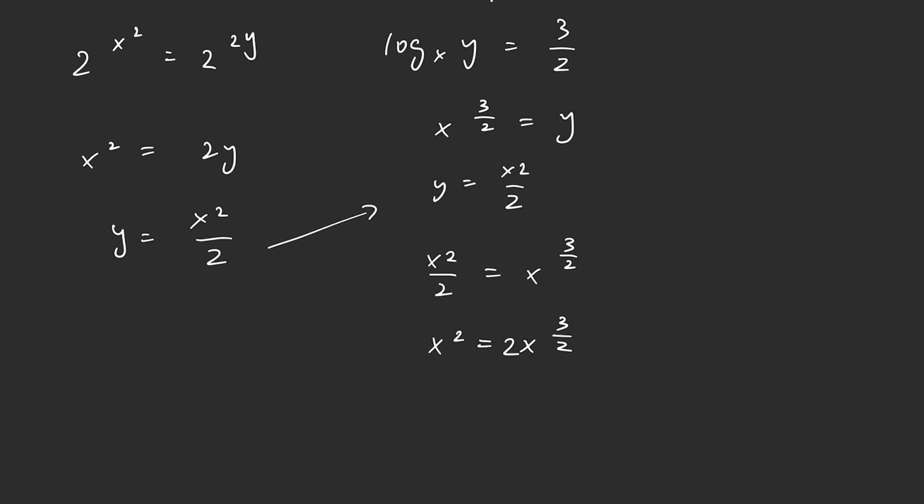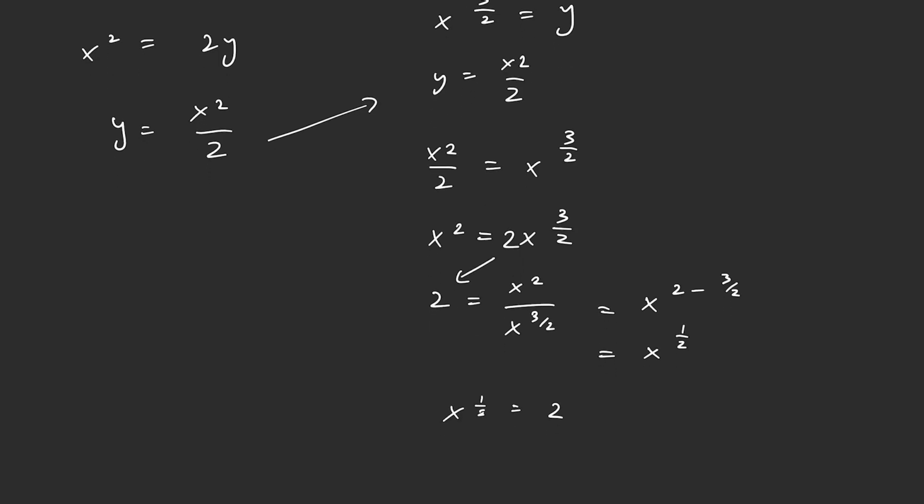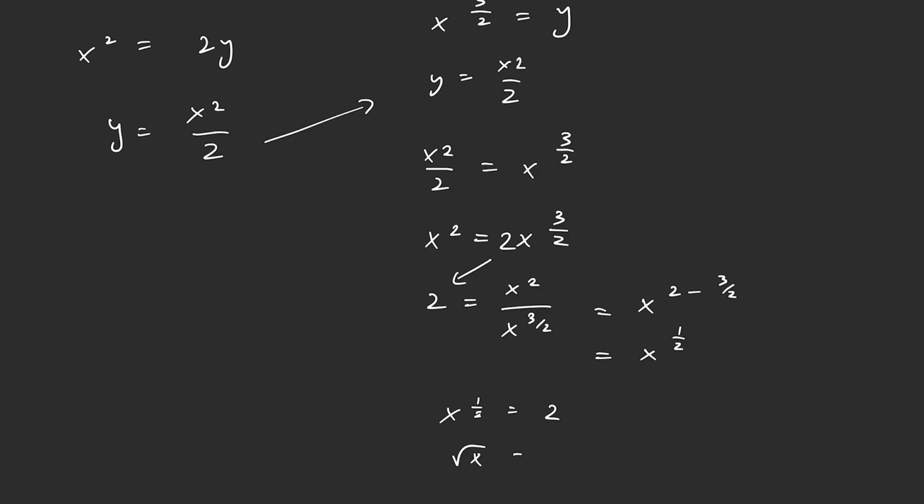Which gives us 2 is equal to x squared divided by x to the 3 over 2, which is x to the 2 minus 3 over 2, equals x to the half. So x to the half is equal to 2. The square root of x is 2, so x must be 4.